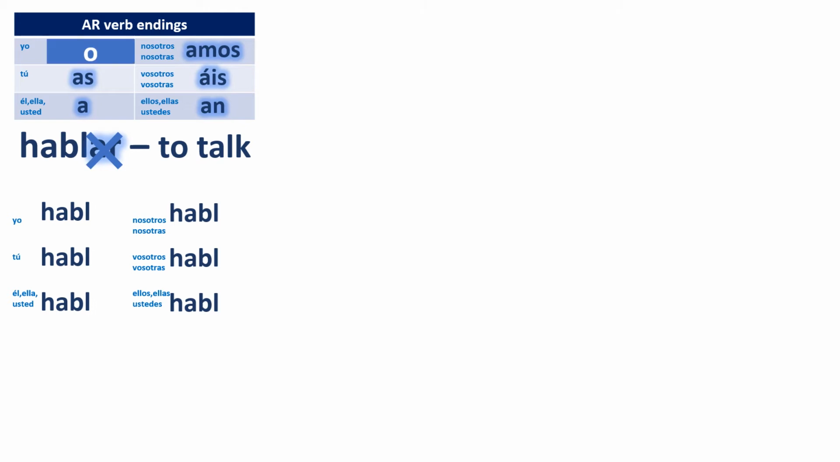Now let's do the yo form. Look at your chart. The present tense yo form ending is o. I talk in the present tense is hablo. Let's look at the tú form. Tú hablas. Let's look at the él, ella, and usted form. Él, ella, or usted habla. Nosotros, nosotras, hablamos. Vosotros y vosotras, habláis. Ellos, ellas, y ustedes, hablan.